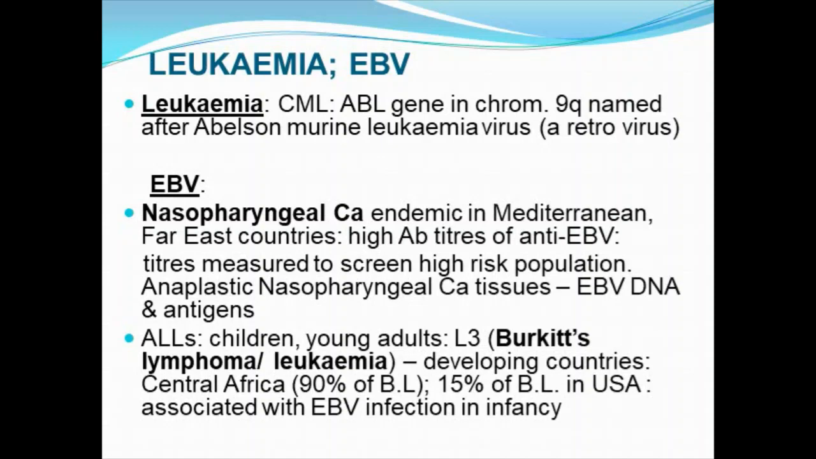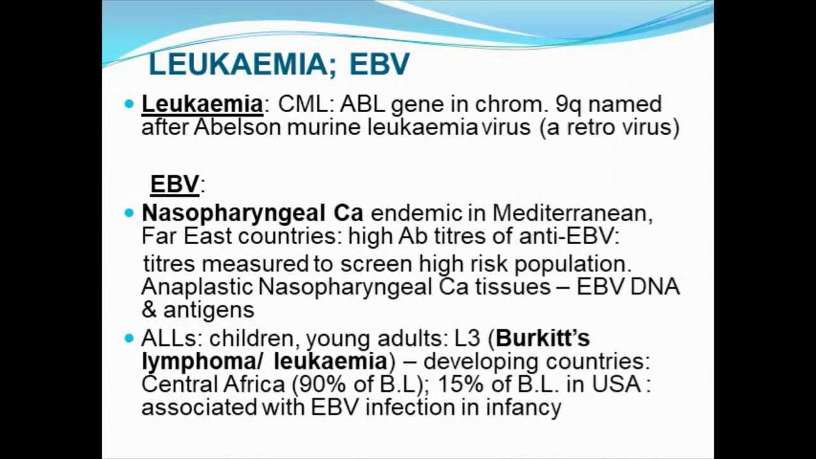Nasopharyngeal cancer patients have high antibody titers of anti-EBV antibody. These titers can be measured to screen the high-risk population. Anaplastic nasopharyngeal cancer tissues contain Epstein-Barr virus DNA and antigens. This EBV DNA can be recovered by PCR and antigens by serological tests.